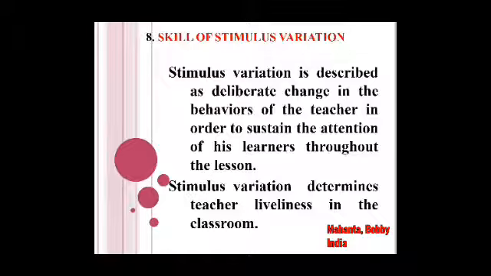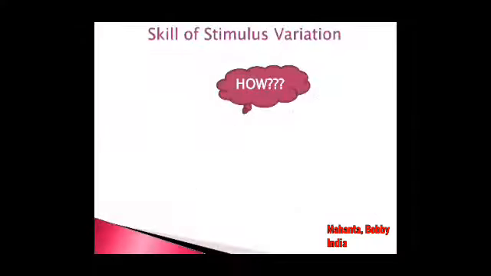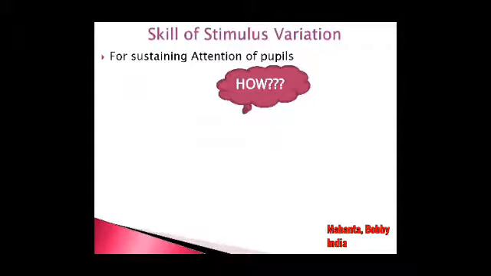So let us see how and in which way stimulus variation can be adopted. As I have already stated, the main purpose of stimulus variation is what? It is to sustain the attention of the pupil. So let us see how this can be done.